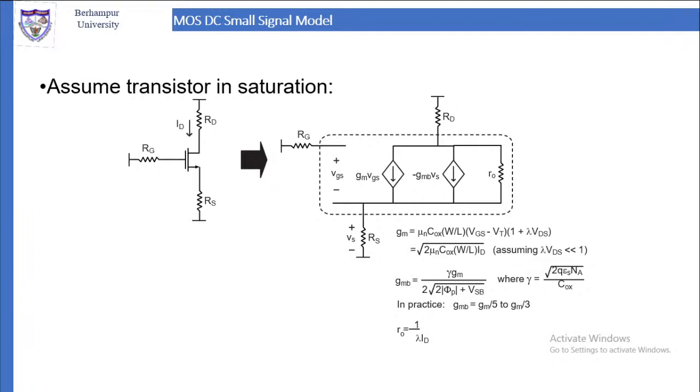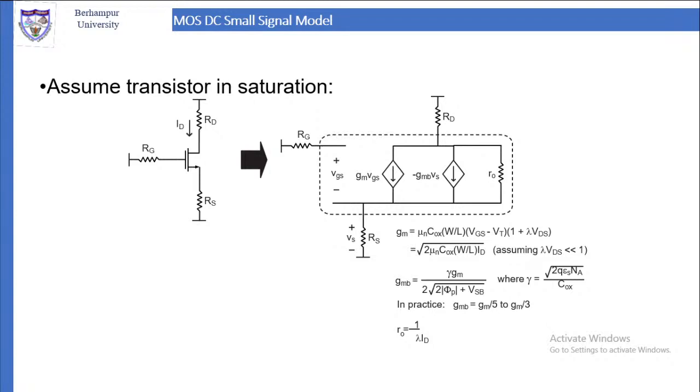Then gmb. What is gmb in this equivalent circuit? gmb is equal to gamma gm. Once you have calculated gm, use that to find out gmb. Gamma gm divided by 2 root over of 2 phi p plus VSB, where gamma is equal to root over of 2q epsilon S NA by Cox.